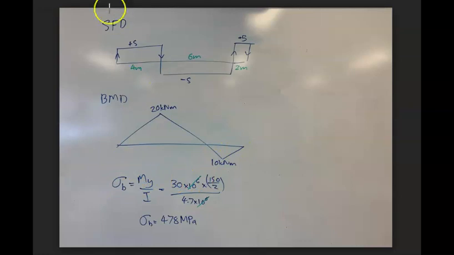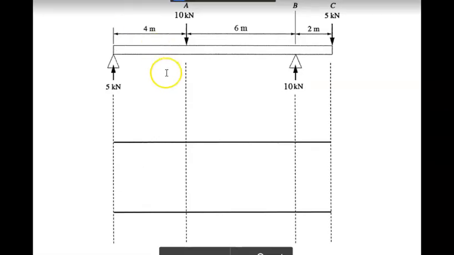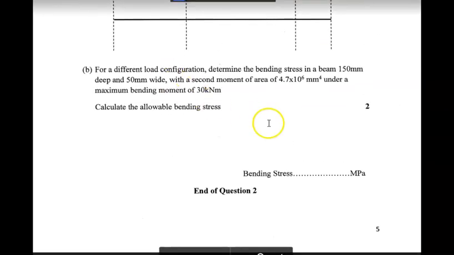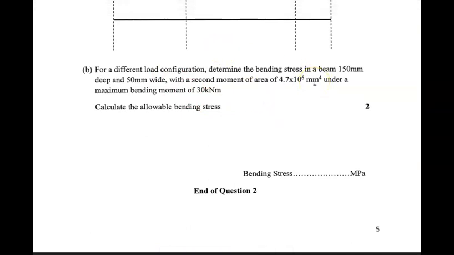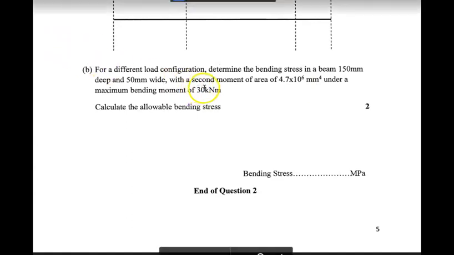Okay, so the next question is you had to find bending stress. So to calculate bending stress, we know that sigma b equals M I over y. M is for maximum bending moment. They've told us the maximum bending moment is 30 times 10 to the 6 Newton millimeters. They haven't told us what y is, but they've told us that the depth of the beam is 150, which means that y is 150 over 2, or 75 millimeters.